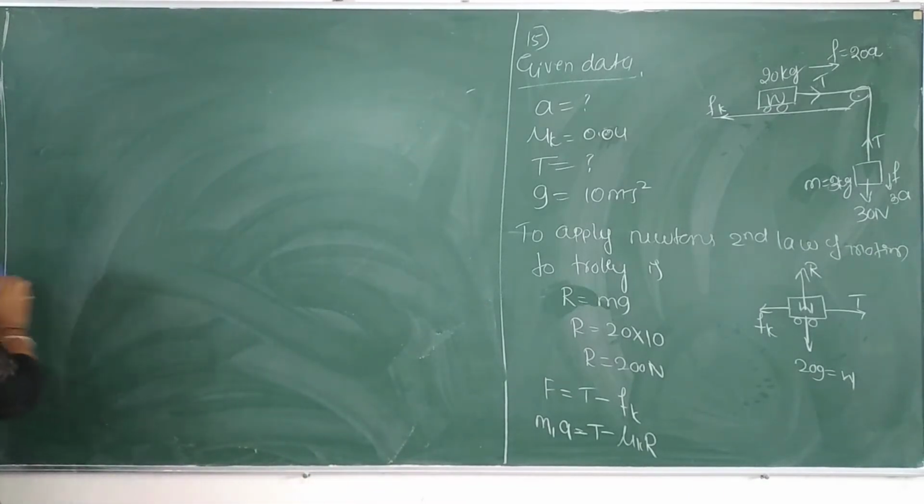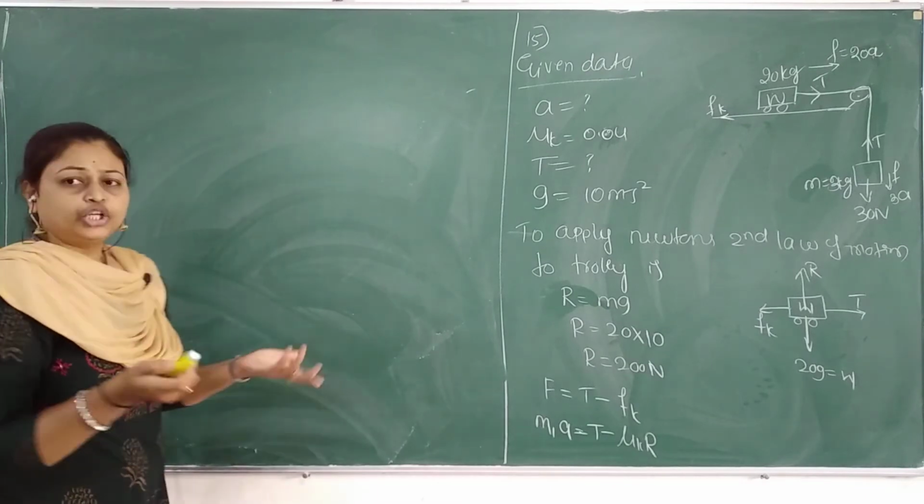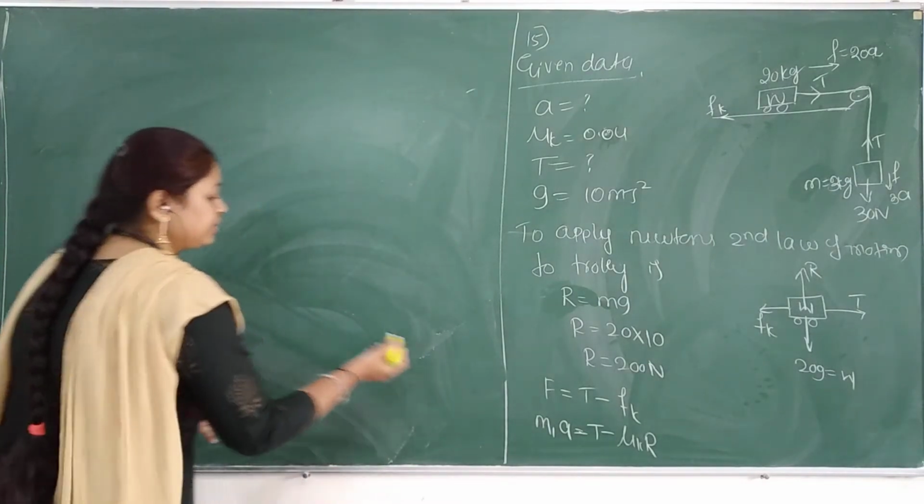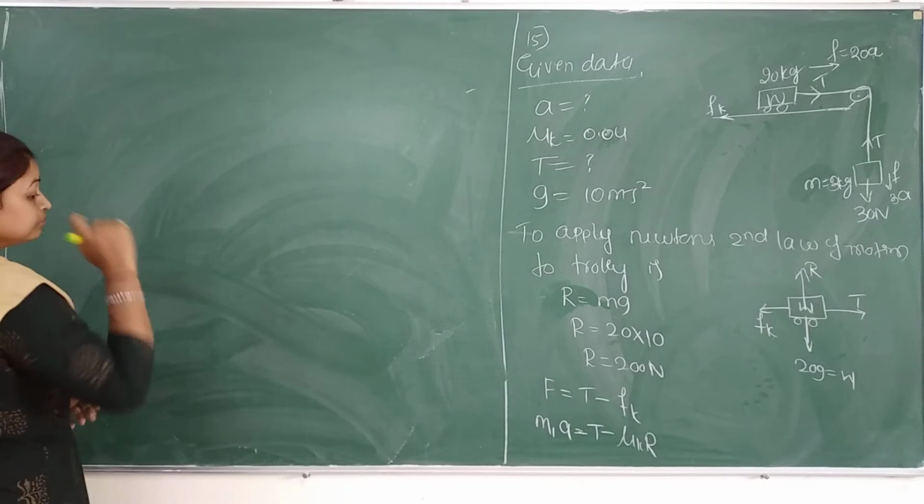First take the data, draw the free body diagram, and equate the vertical and horizontal forces, that's all. Now tell me, M1 is how much? Mass of the trolley.